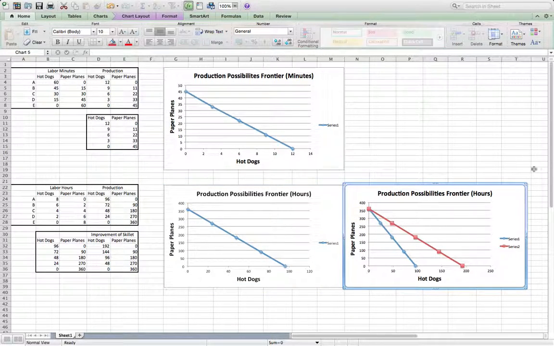This graph over here, this blue line is showing the same information that's from this first graph. So the same production possibilities are on this graph as well. Maximum amount of hot dogs I can make in 8 hours, 96. Maximum amount of paper planes I can make in 8 hours, 360. And all the different production possibilities in between.